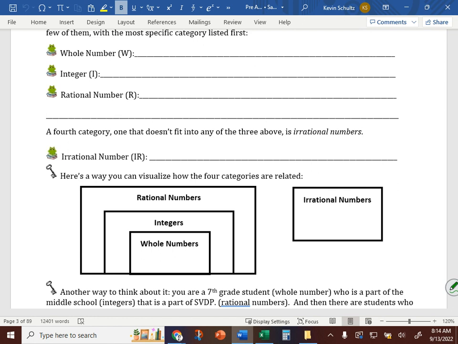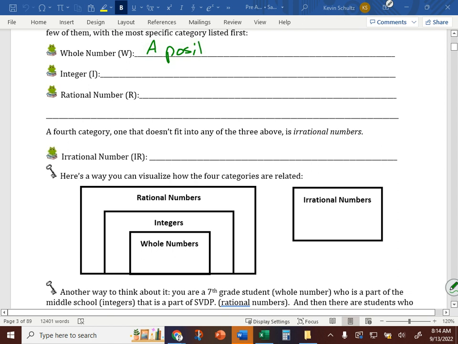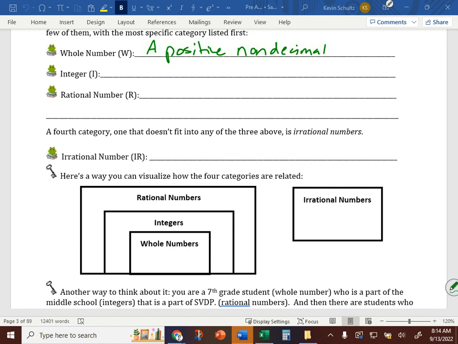Our number system can be divided into different sections or groups, just like the animal kingdom. You've got all these different subsets of animals, but then you got different categories here. Football, you've got your conferences, then you got your divisions, right? You can separate. So a whole number is a positive non-decimal number.